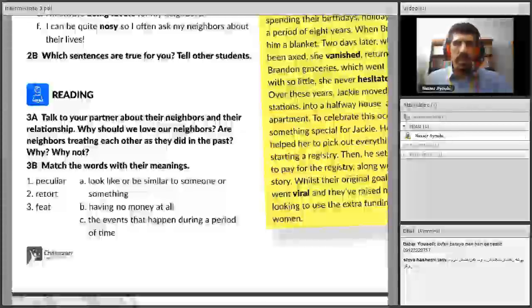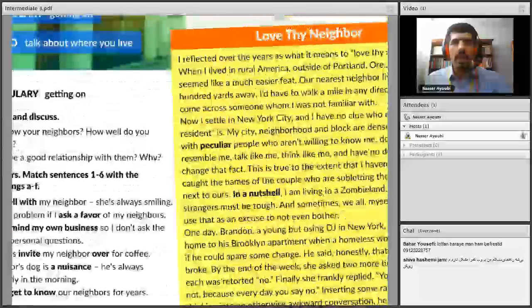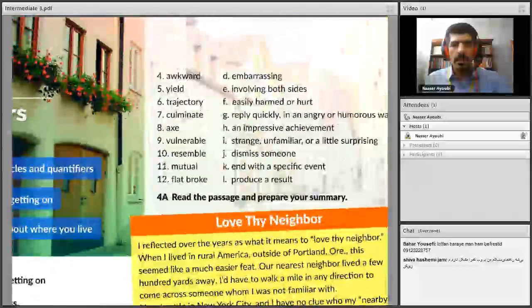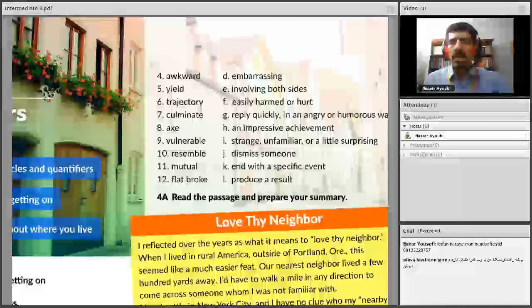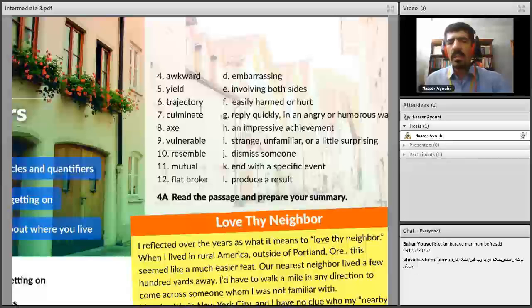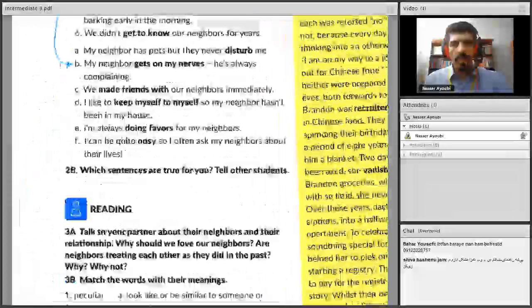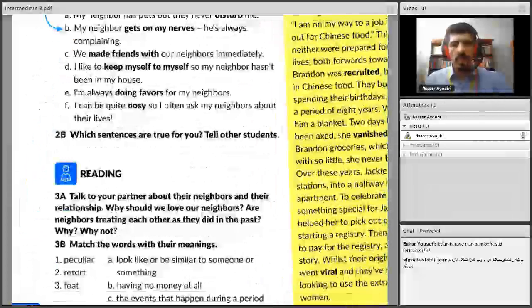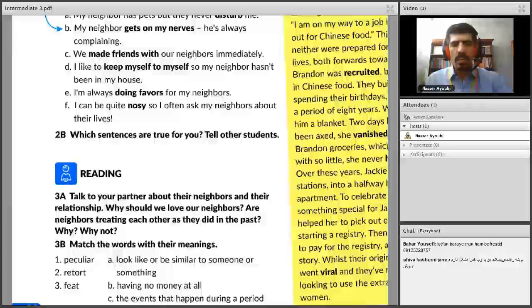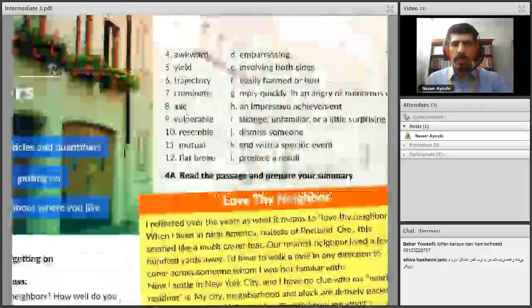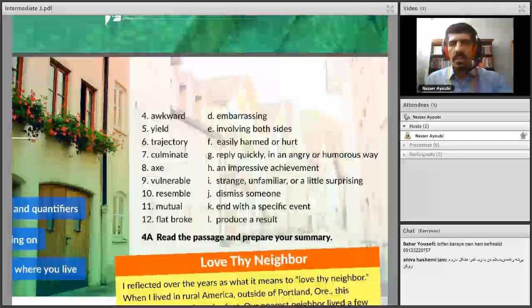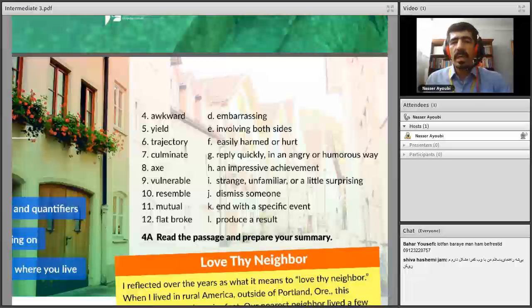One, peculiar. The meaning is I: strange, unfamiliar, or a little surprising. Peculiar. Two is retort. Retort is G: reply quickly in an angry or humorous way. Reply quickly in an angry or humorous way is retort.